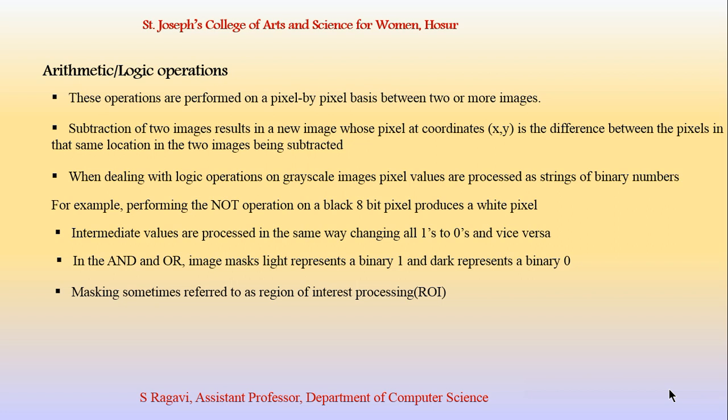In the AND and OR operations, in image masks, light represents a binary 1 and the dark value represents a binary 0. Masking is sometimes also referred to as region of interest processing.